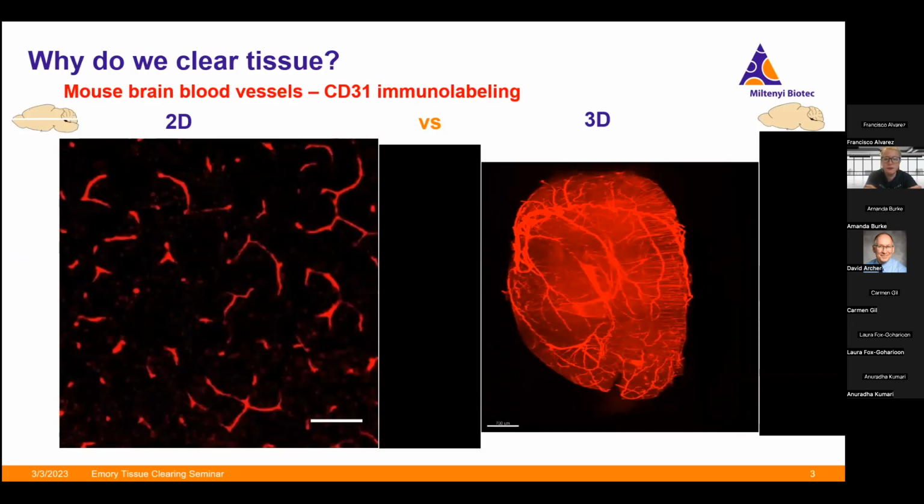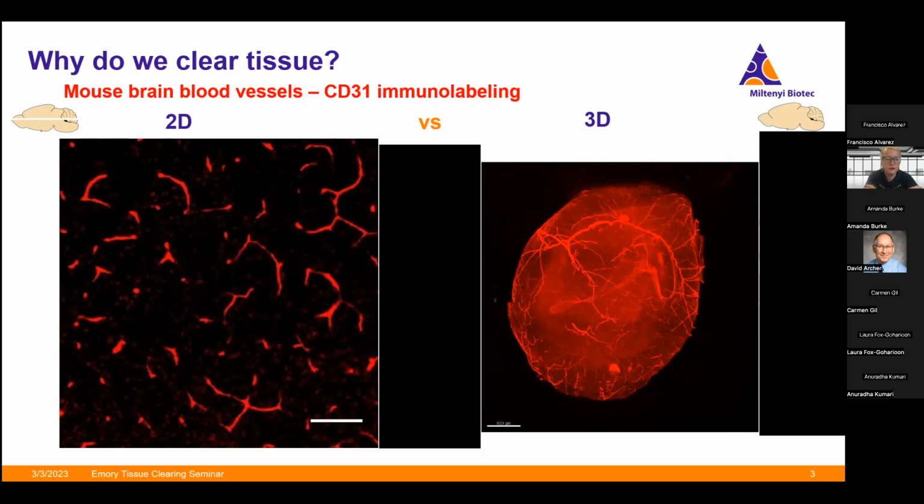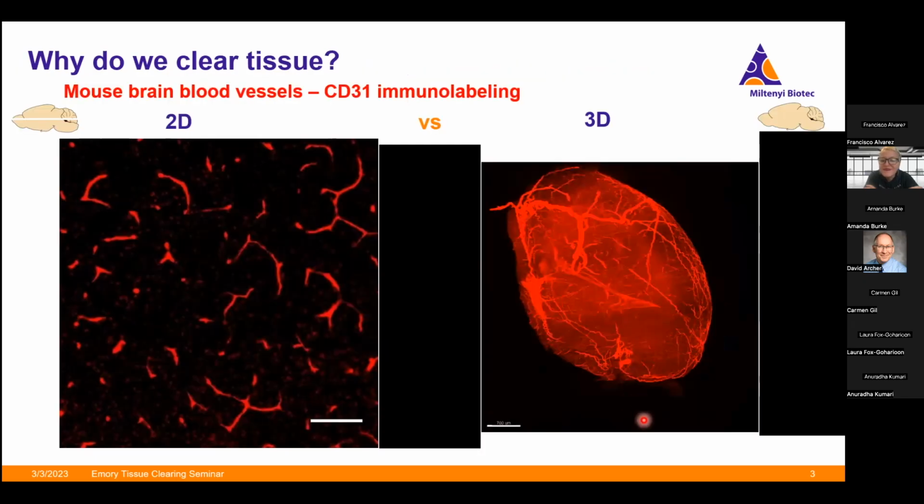So why do we clear tissues? With 2D immunofluorescence, everybody knows that this is kind of the most common practice, if you will, in imaging. But the data obtained represents the three-dimensional nature of biology in a very limited manner. So in comparison, renderings of a whole intact organ, oops, is the video playing?